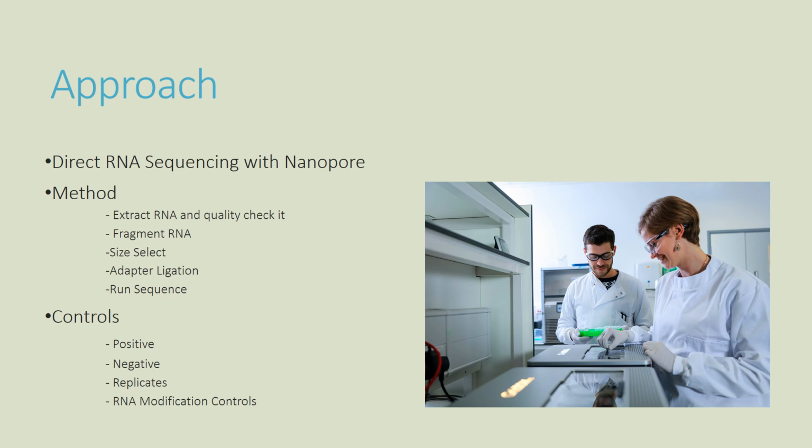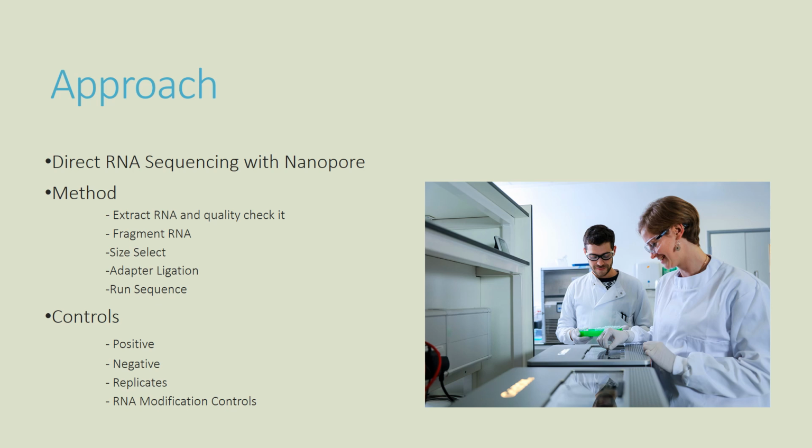The methods for this approach include extracting and isolating your RNA, performing quality checks by checking its length, quantity, and purity, fragmenting the RNA, size selection, and performing adapter ligation. Then you run the sequence, and once you get the sequence, you can begin mapping and assembly.